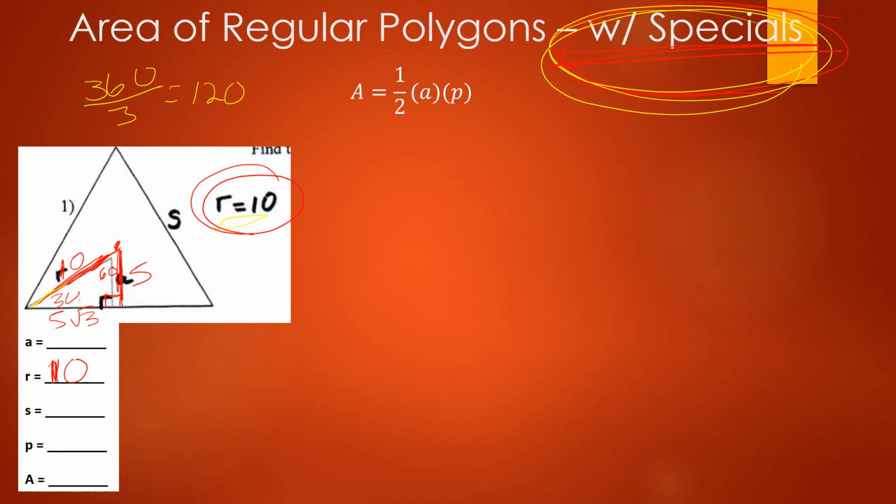So the apothem is 5, because this is my apothem, and the side, again, remember it's all the way across, is going to be 10 root 3, because it's 5 root 3 twice. The perimeter is therefore going to be 30 root 3. And the area would be half the apothem times the perimeter. So it's going to be 75 root 3.